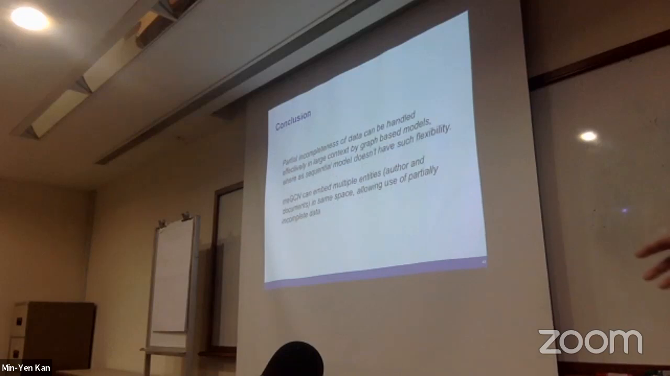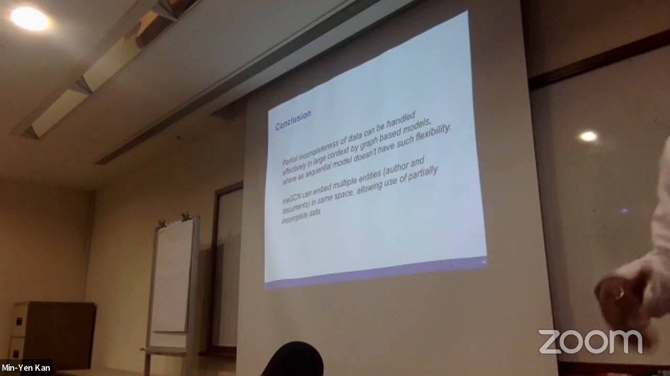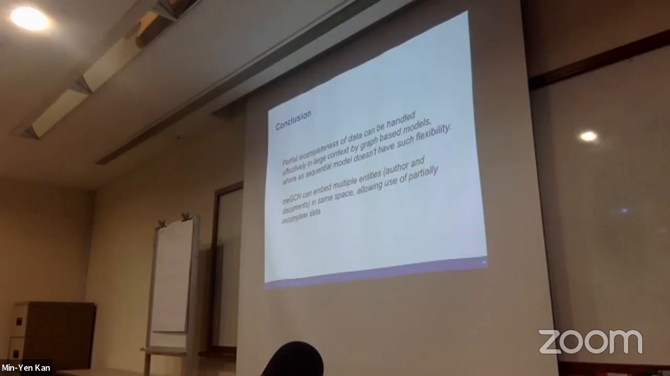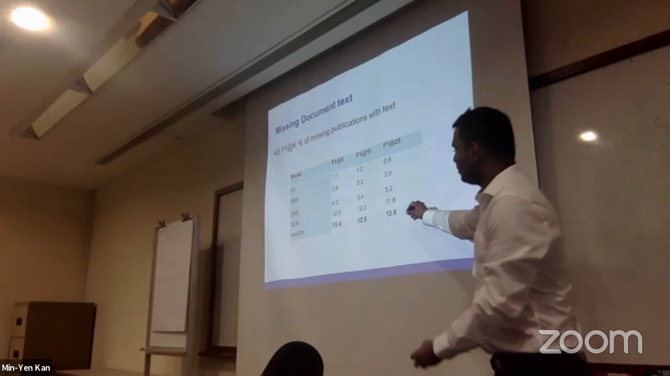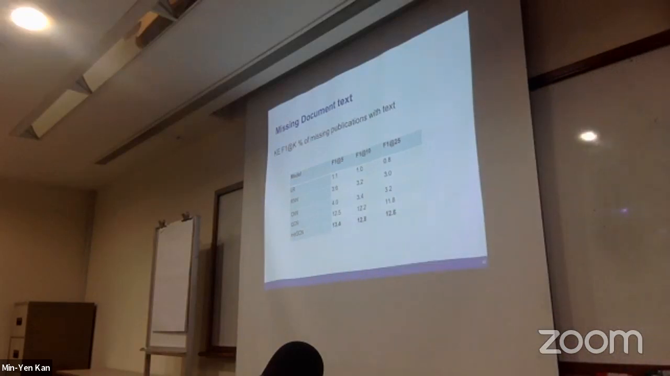So to conclude this part, partial incompleteness of data can be handled by graph convolution network gracefully, because it works on the idea of label regularization as well as feature aggregation. And MEGCN can embed multiple entities into the same space. So even if certain entities are missing, you can get other information from co-occurring entities. That is why we see a small but consistent gain when we use MEGCN in addition to GCN.